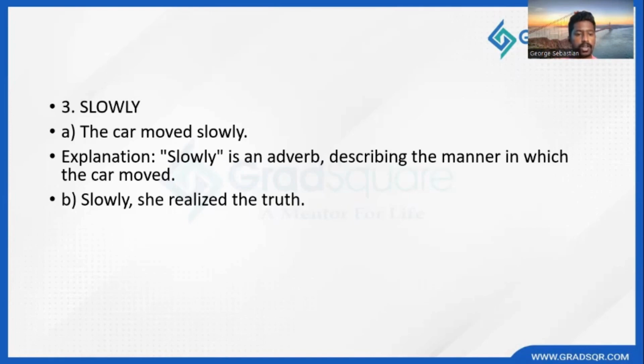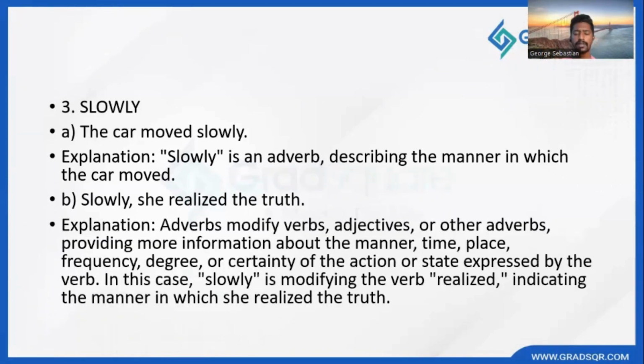Coming to the second sentence, it says, slowly she realized the truth. How about here? How did this person realize the truth? She realized it slowly, right? When we talked about adverbs, we said that they modify verbs, adjectives, or even other adverbs in a given sentence. In this context, it is modifying the verb realized, which indicates the manner in which she realized the truth, which is slowly. So here also, it is an adverb.